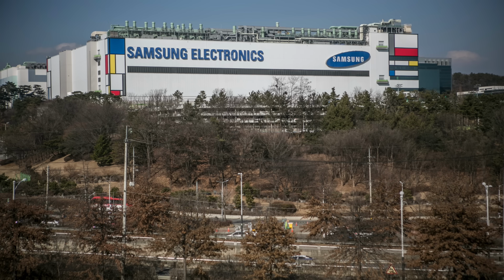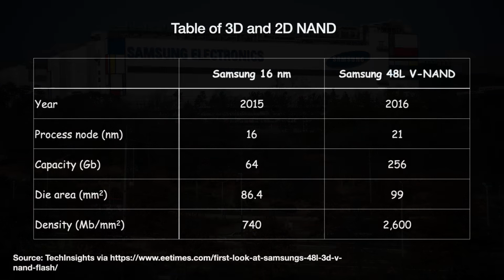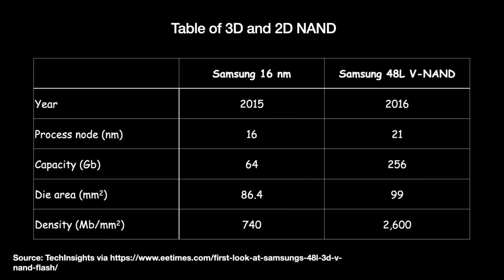The first generation was a bit too early, typical Samsung, but their second generation VNAND, released in 2014 and made with a 20nm node, delivered the goods. Tech Insights measured it at 2.6 gigabits per square millimeter. To compare, Samsung had a 2D NAND made with a 16nm node, and it did 740 megabits per square millimeter.